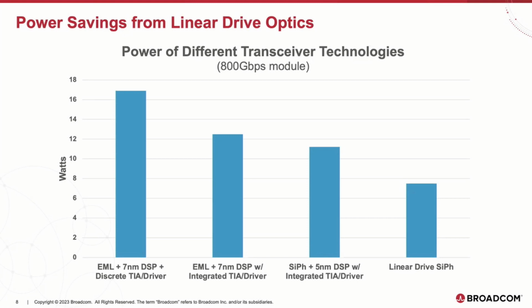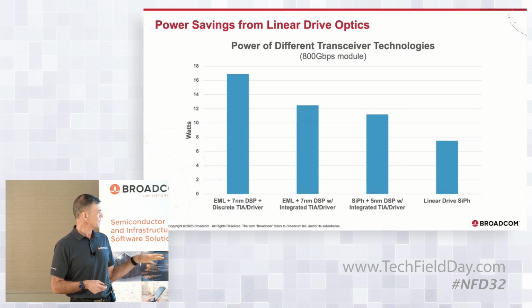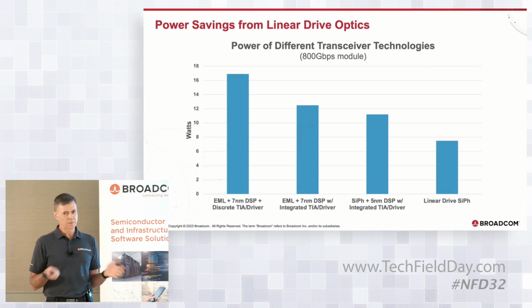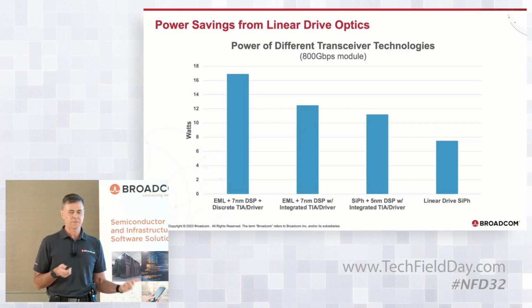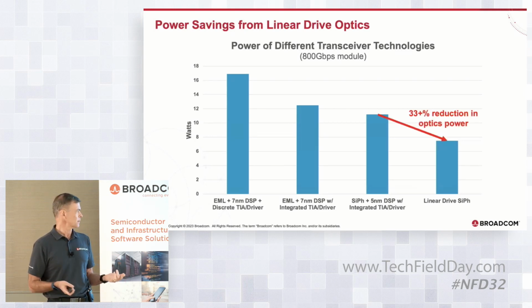Next generation, still stay with the EMLs. Now you integrate the TIA and driver, and this is something that we also offer at Broadcom with our PHYs. So there you'll drop down to about 12 watts. Next step after that is now improve from EMLs to silicon photonics for the optics, and then go to the next step as far as going to 5 nanometer for the DSP and for the TIA and driver. And there we can get down to about 10 to 11 watts. And if you look at linear drive with silicon photonics, depending on who you ask and what components are being used, you're talking about somewhere in the order of 6.5 to 7.5, maybe as much as 8 watts for that whole module. So, depending on what you're comparing it to, you're going to wind up with at least a 33% reduction in optics power. And in general, we're seeing about 33% to 50% reduction in optics power.